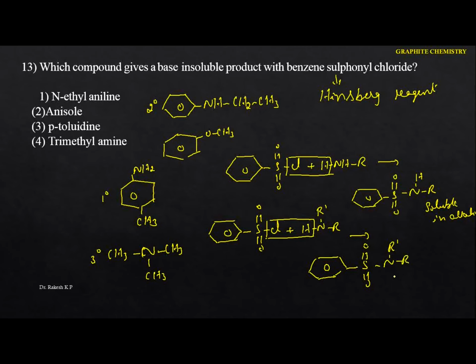But here we get a precipitate which is insoluble in alkali, that is, in base. Here you got the precipitate which is insoluble in alkali. See this one: the compound which gives the base-insoluble product with the Hinsberg reagent refers to the secondary amine, while the primary amine gives a soluble product. The tertiary amine does not show the reaction because there is no hydrogen in the tertiary amine. Hence, benzene sulfonyl chloride does not give a precipitate with tertiary amines.